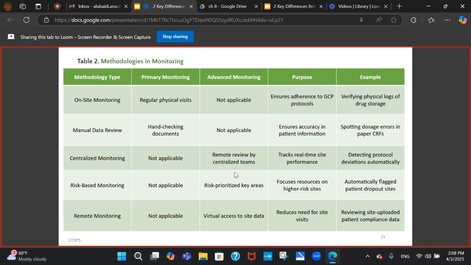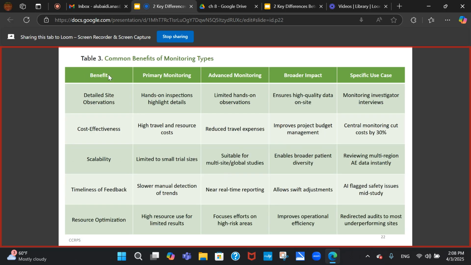Next table, also the common benefits of monitoring types, as these tables are very much simplifying what we covered earlier in this video through the first slides. So here the benefits are detailed site observations, cost effectiveness, scalability, timeliness of feedback, and resource optimization for each primary and advanced. And we have the broader impact and the specific use case.